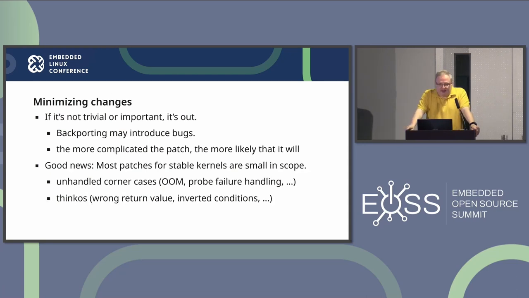The other thing is, within that scope, we want to minimize changes as much as possible. If it's not trivial or important, it's out. That's an inclusive or. If it's trivial, if you can see it's a one-liner patch, it's correct, it's in. There's no question about that. If it's important, if it can break something, if it's exploitable, if you really want to have it fixed, it's in, no matter how complicated it is, because what are you going to do? We just have to invest that effort.